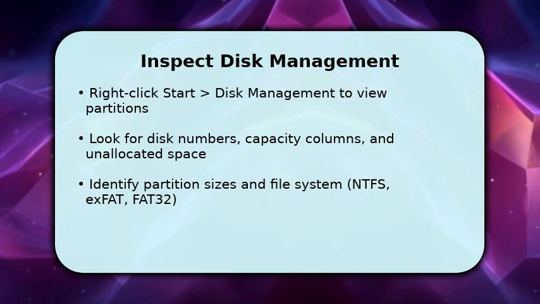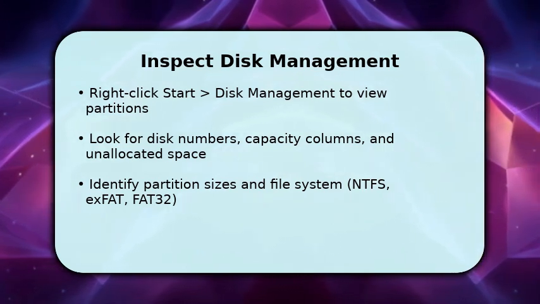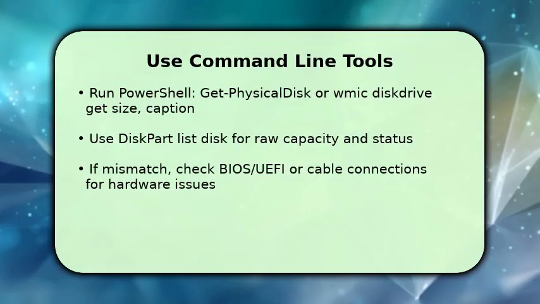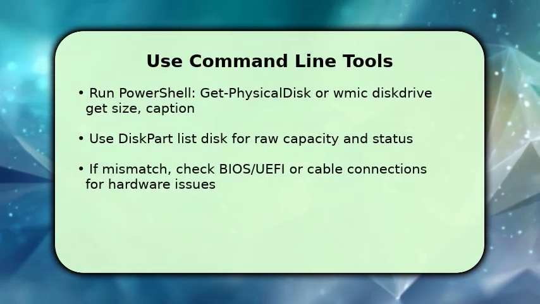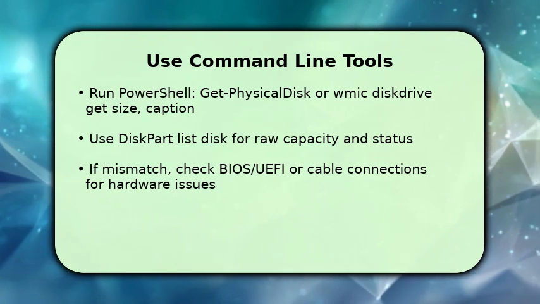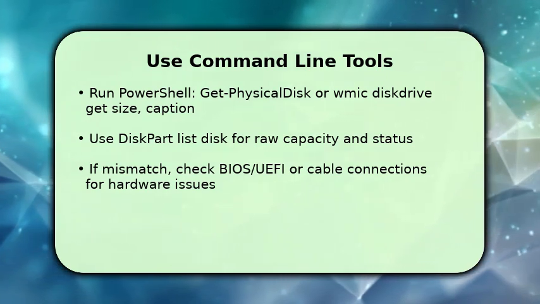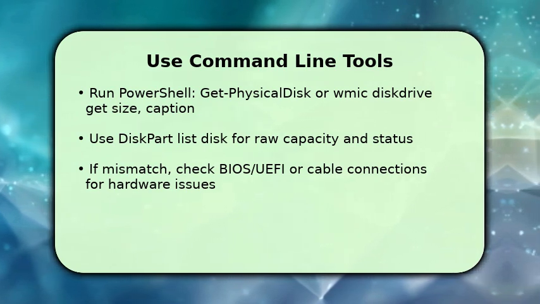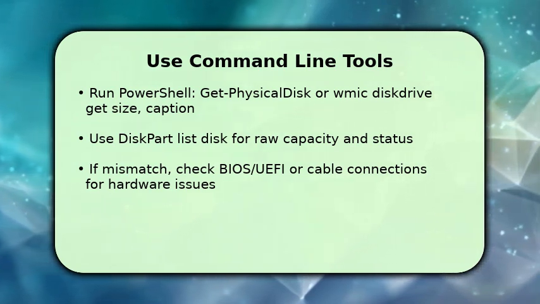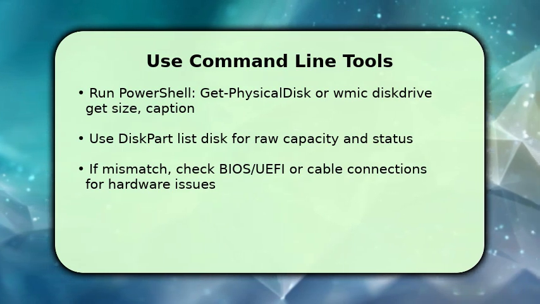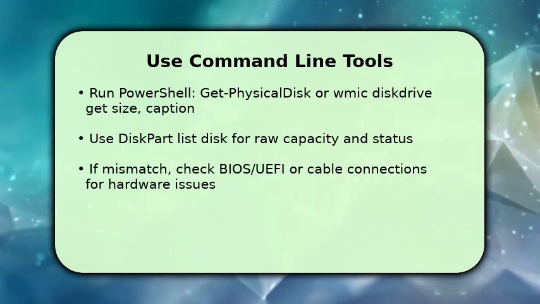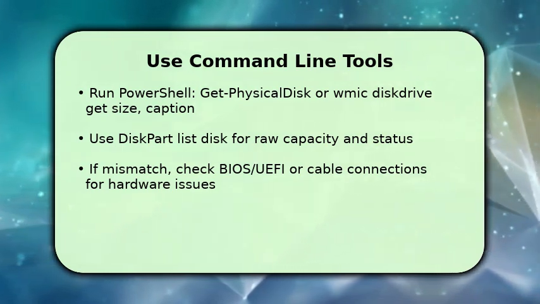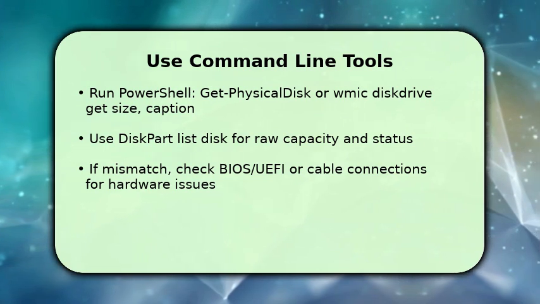or OEM partitions, because that explains differences between marketed and actual capacity. Finally, use command line tools for verification and troubleshooting. Open PowerShell and run Get-PhysicalDisk, or use wmic diskdrive get size, caption to see raw byte counts. Diskpart's list disk shows disk size and basic status. Once done, convert bytes to GB if needed. This explains advertised versus actual capacity.